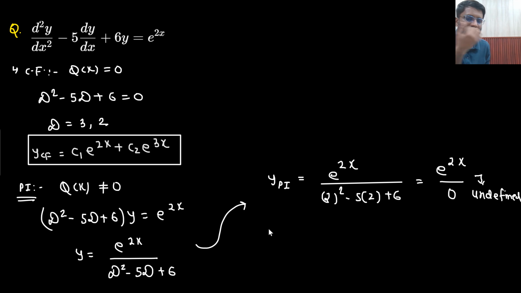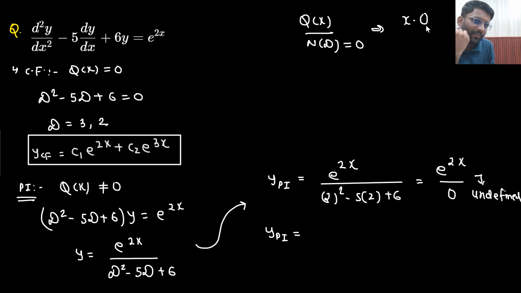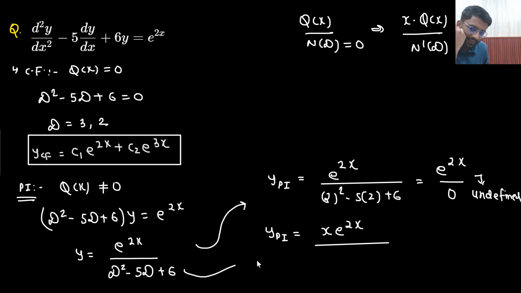So what will be the correct answer? The correct way is, whenever your denominator is going to 0, like here Q of x divided by the function of D, whenever it is going to 0, what you do is one thing: upper side you multiply with x and downward side you differentiate. So upper side I will multiply with x, and downward side I will differentiate. When you differentiate, what you are getting? 2D minus 5. This time you put 2 here now.